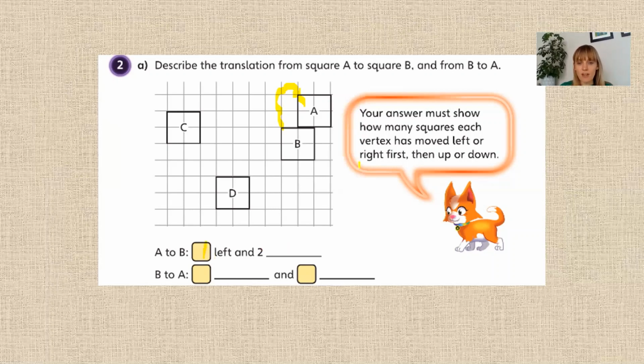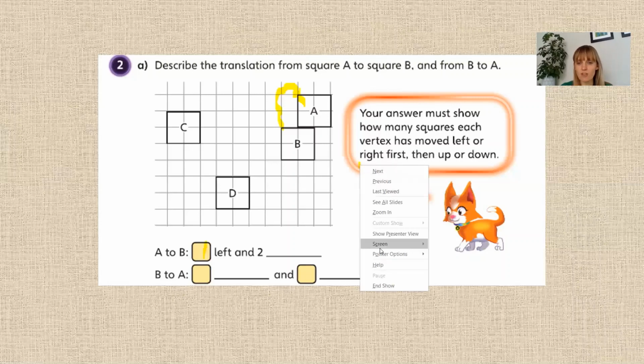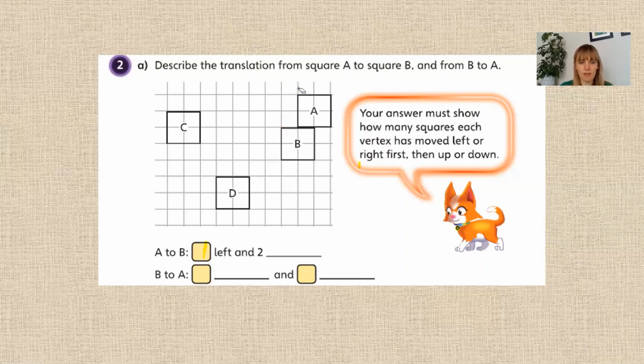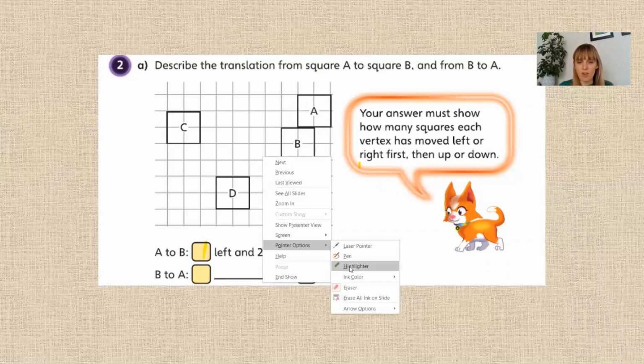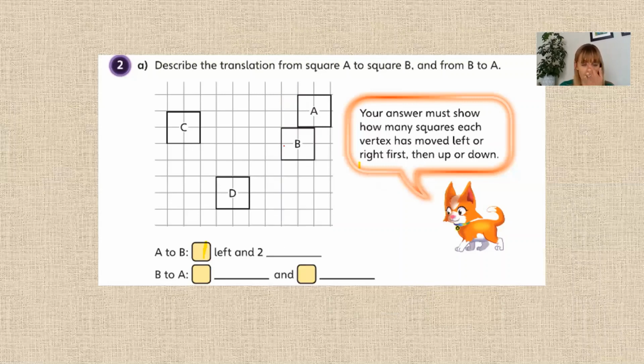Now, if I was going in the other direction, obviously my translation is going to be different. So this time I'm going to start from B. I'm going to use my pen this time, and I'm going to go from this corner here. So I'm going to go across first. For this corner here, I'm looking up here, aren't I? So I'm going to go 1 to the right, and then I'm going 1, 2 up. So from B to A, I would go 1 right and 2 up.